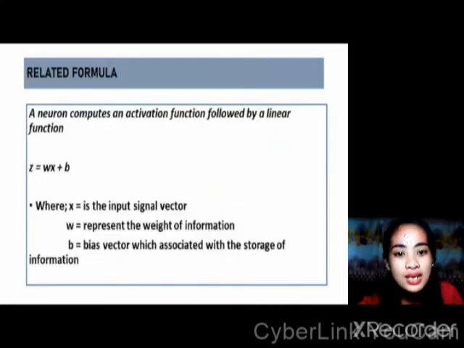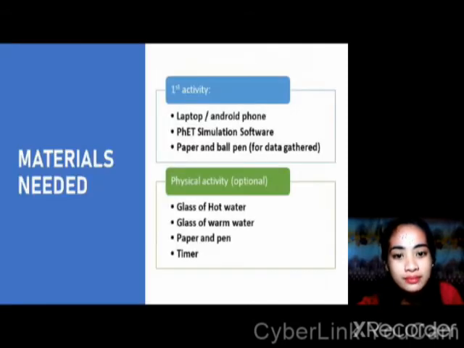So this is the related formula in calculating the neuron. A neuron computes a linear function followed by an activation function using this formula: Z equals Wx plus b, where x is the input signal vector, W represents the weight of the signal or information, and b is the bias vector, which is associated with the storage of information.